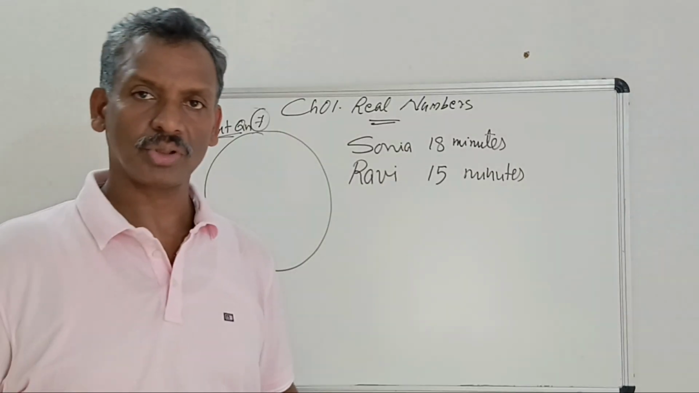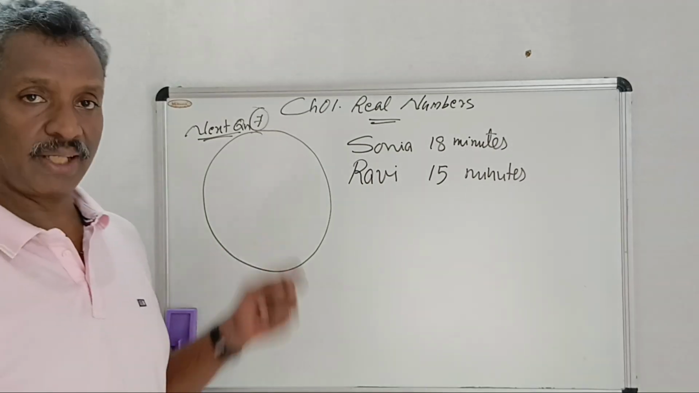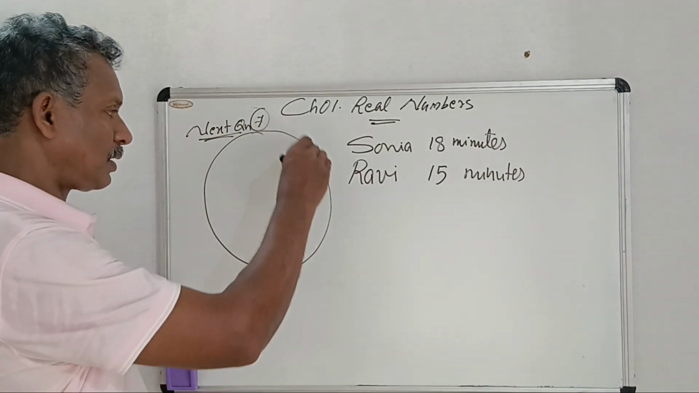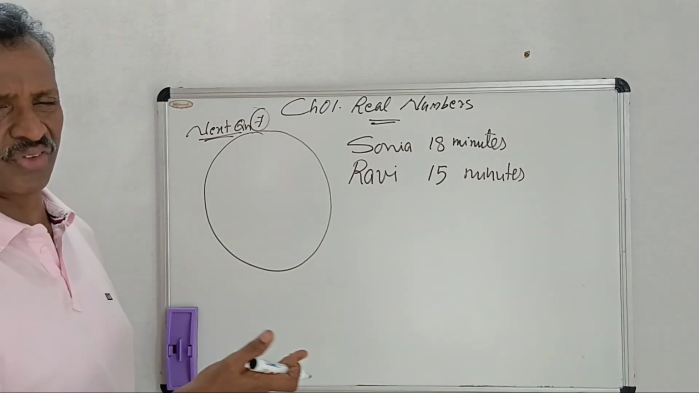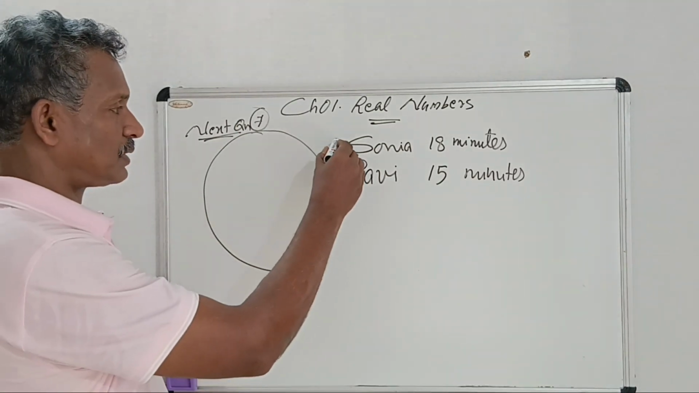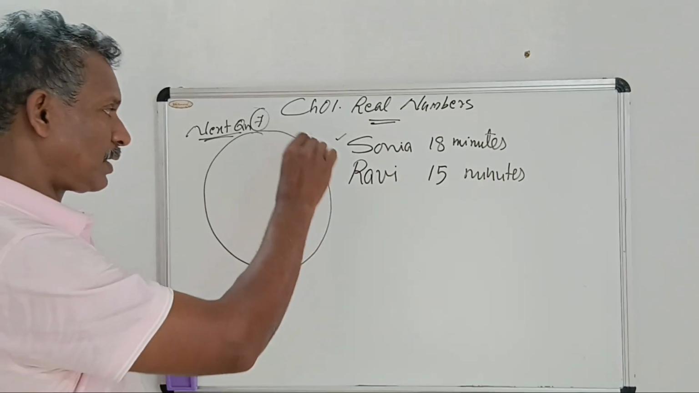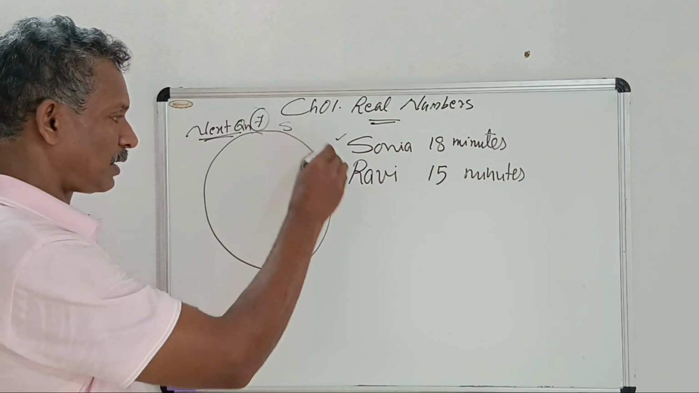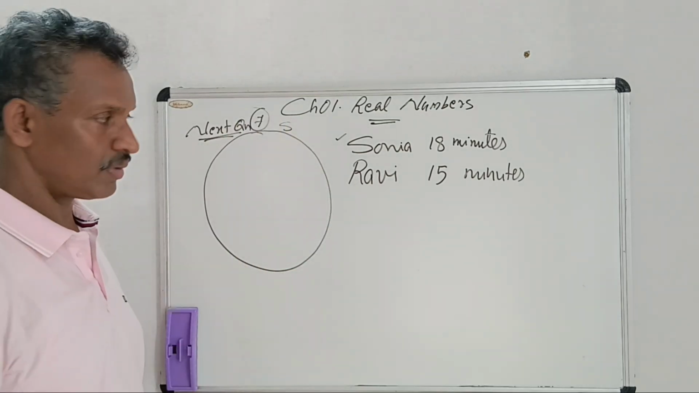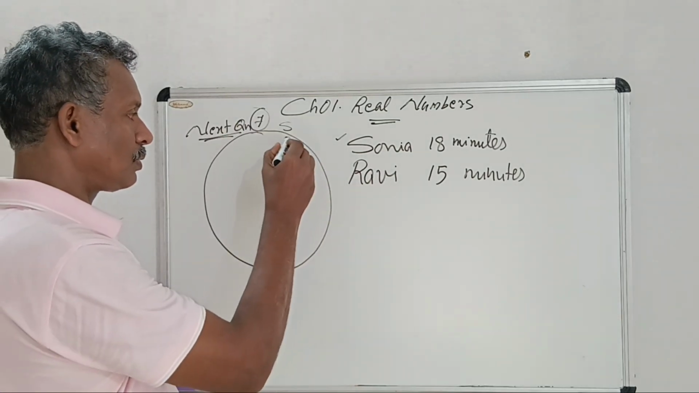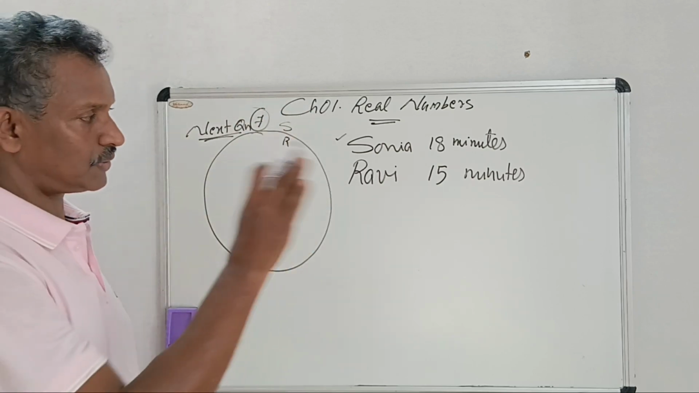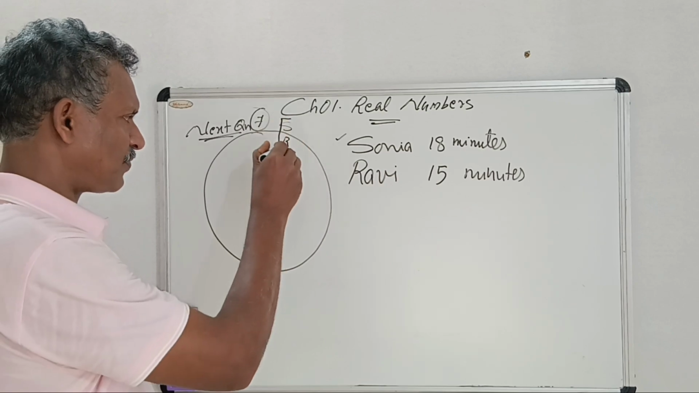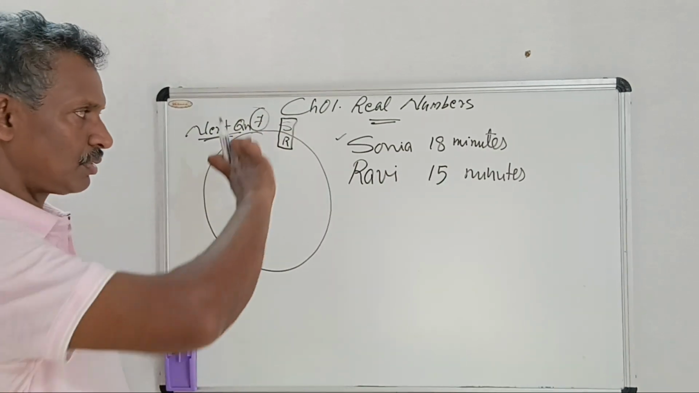Yes, next question, question number 7. It speaks about a circular park and people are making rides in their motorcycle or cycle. The first person is Sonia. She can make a round around it in 18 minutes. Sonia can make a round around it in 18 minutes. Ravi can do the round in 15 minutes. Ravi is faster.